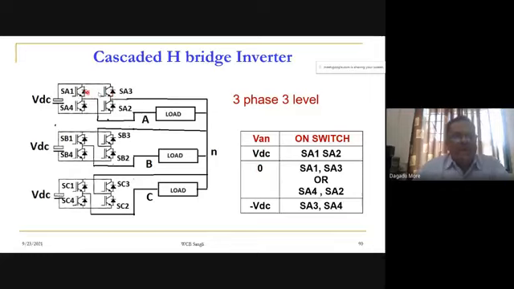And if the upper two, SA1 and SA2, are on, then we have seen that our load is shorted through these upper two, so we get zero voltage. Or if the lower two, SA4 and SA2, are on, then also our load neutral and A point will be shorted together through these two devices, and we get zero.